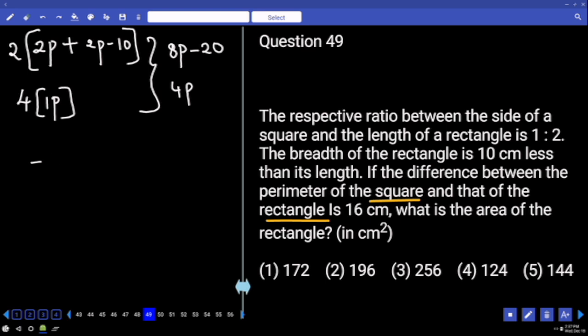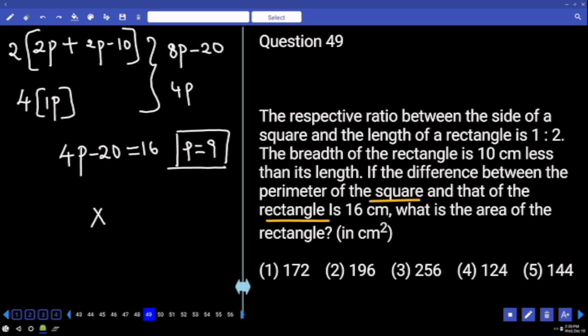I should go with rectangle perimeter minus square perimeter. So 8 parts minus 20 minus 4 parts, that is 4 parts minus 20 is equal to 16. 4 parts is equal to 36. P is equal to 9. Now the question is to identify the area of the rectangle. Length is 2 parts, 18. Breadth is 10 less than this number, 8. The answer ends with 4. How many options are there? 18 is there, so the answer must be a multiple of 9, so the 5th option is the final answer.